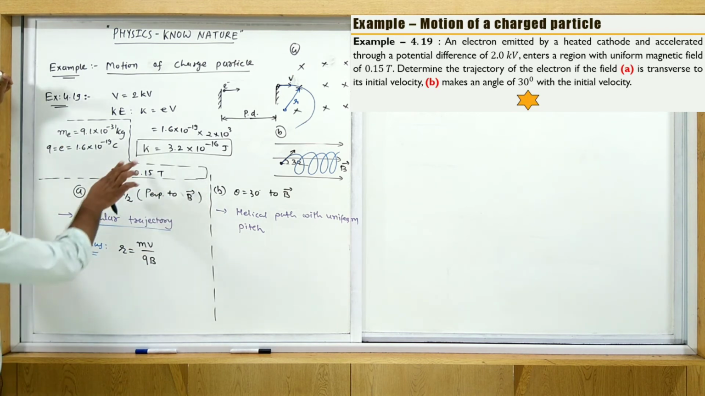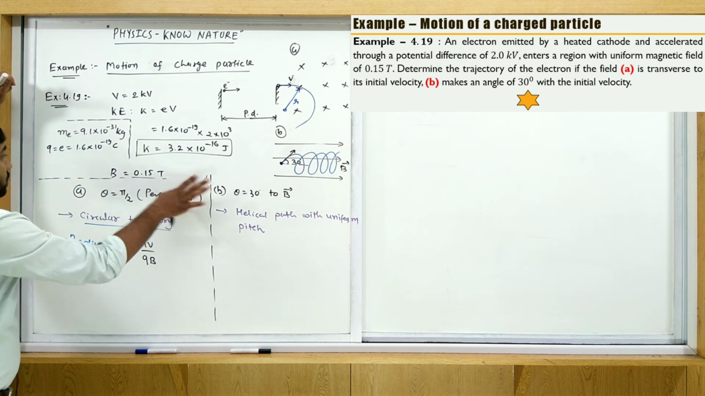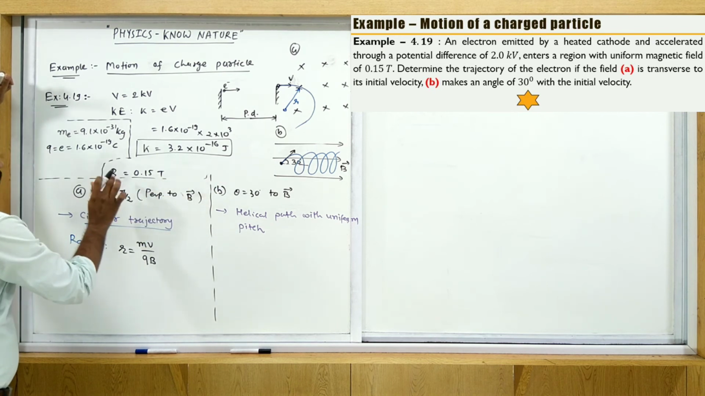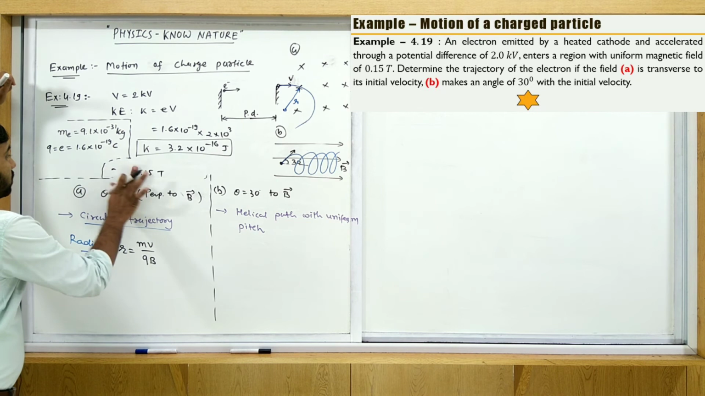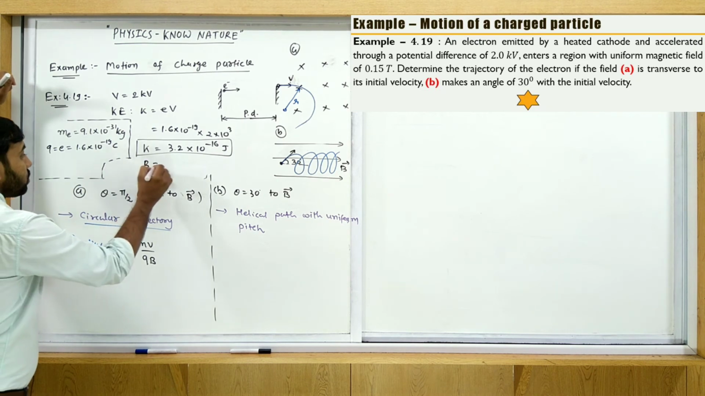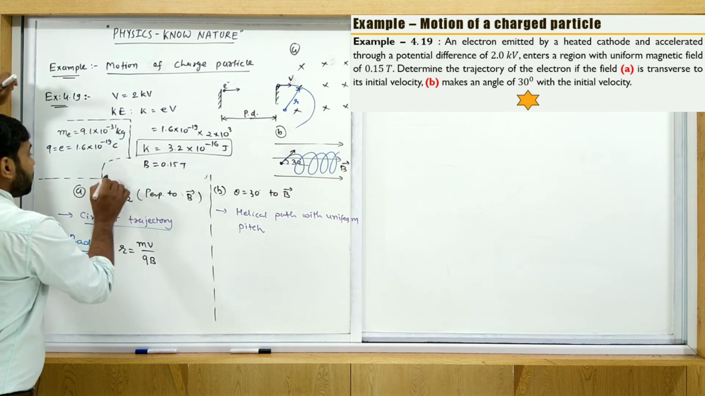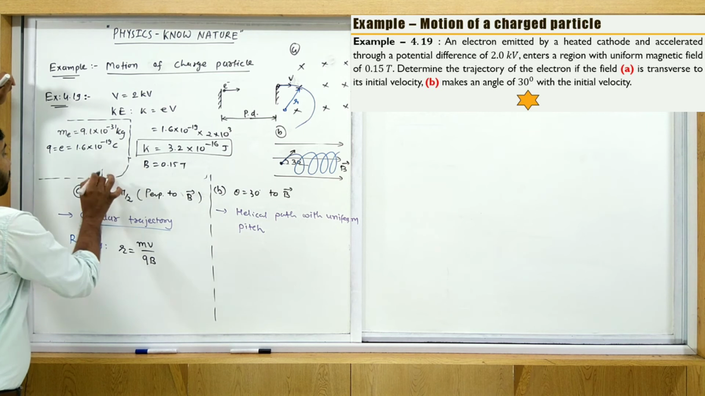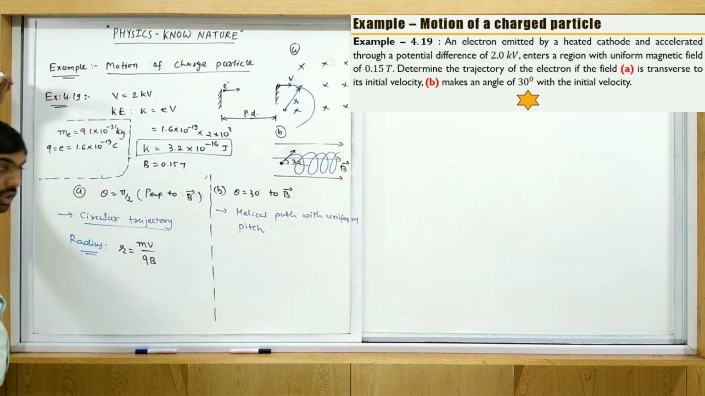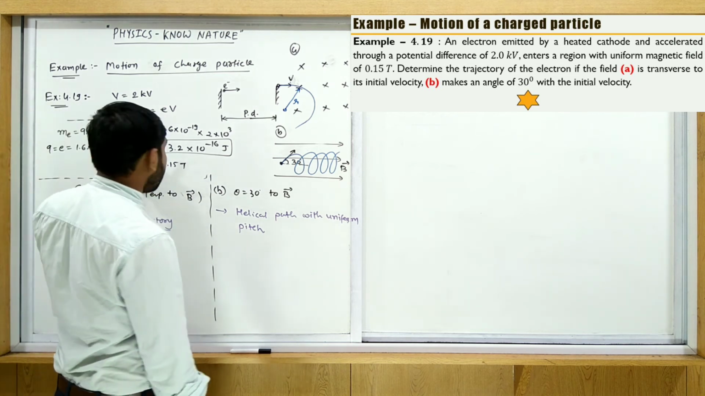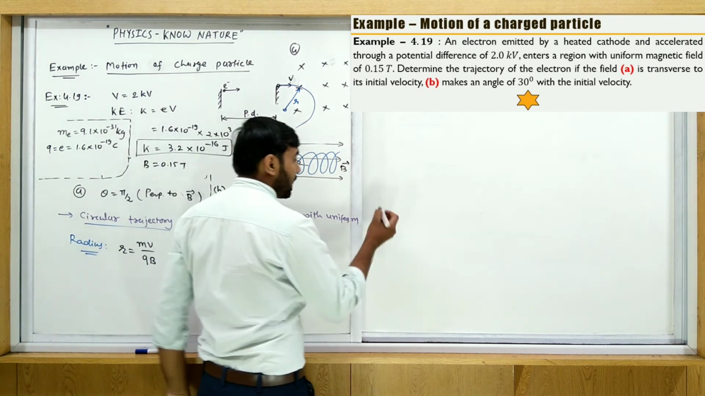You just find the value of V. B is equal to 0.15 Tesla. Okay, you find the V, so you get the answer of this one. Kinetic energy is known, so you find the V the easy way.